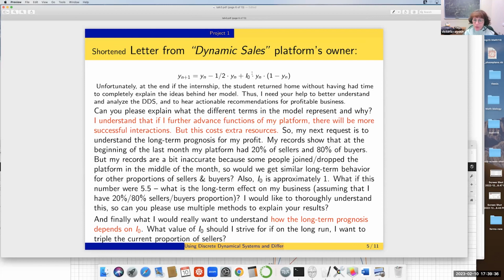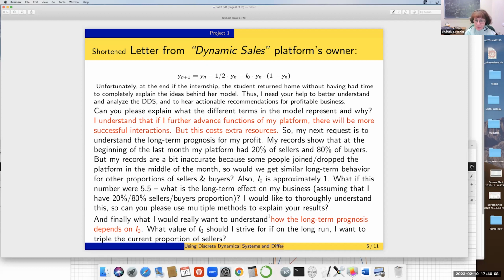So how to triple the long-term profit of the platform. Students are supposed to figure out the bifurcation points with the help of Desmos, for example, or with the help of Mathematica tools.